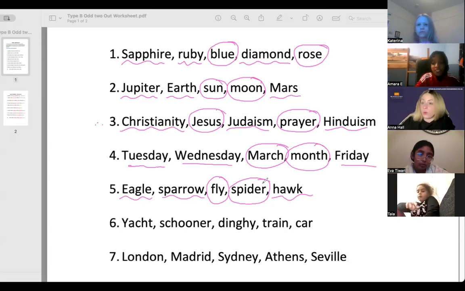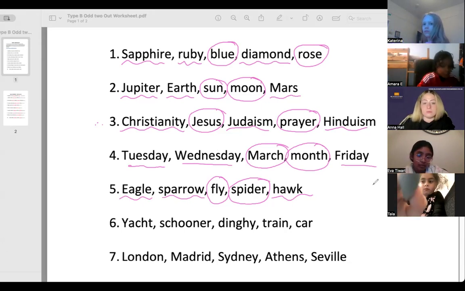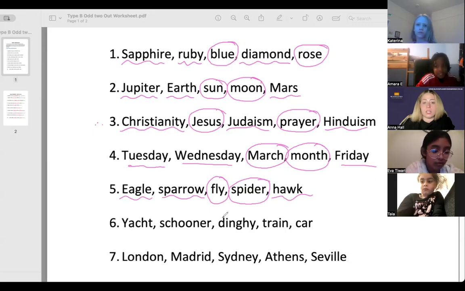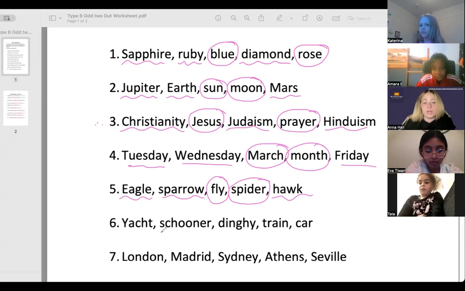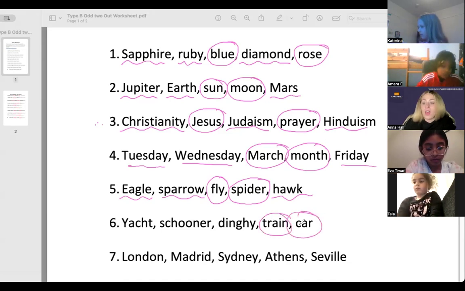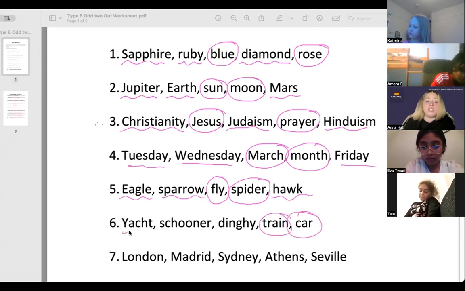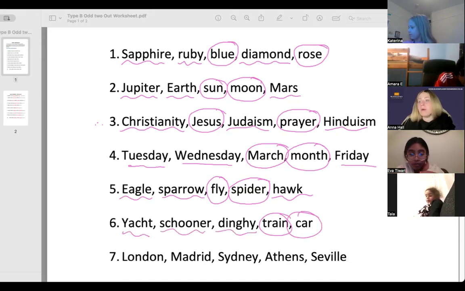Also, what is a schooner? Like I've already done it, but what is a schooner? Just so I can know in future. A schooner. Do you know what? A schooner, this is a type of boat. So the answer to number 6, train and car are the odd ones out because yacht, schooner, and dinghy, I love that word, dinghy, are all types of boat.